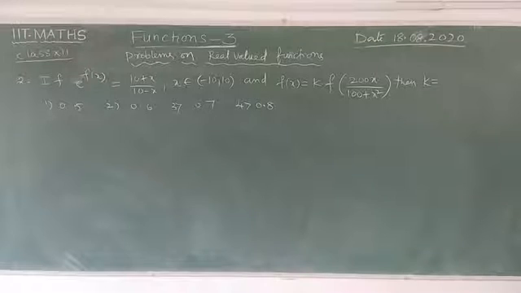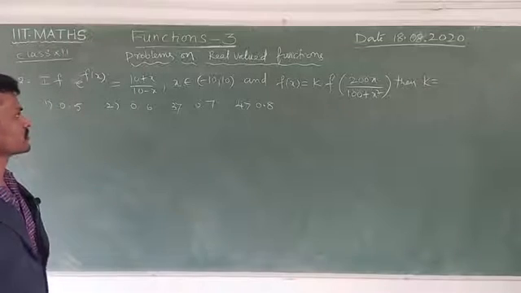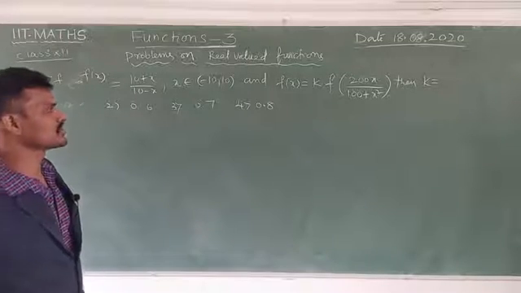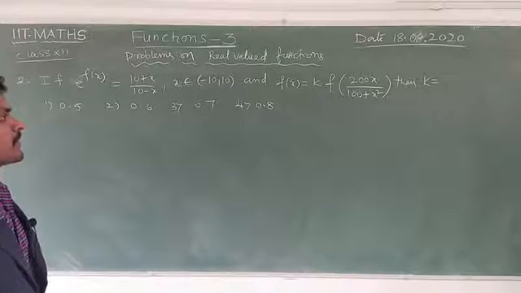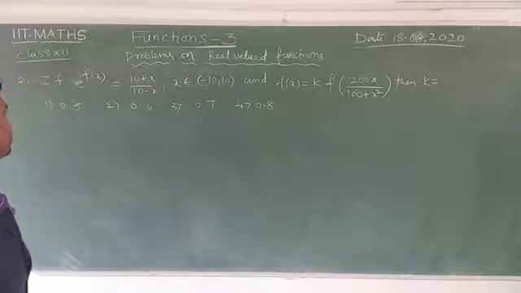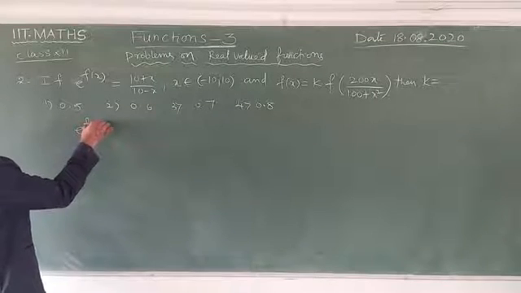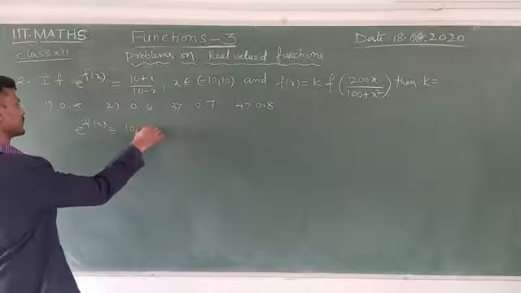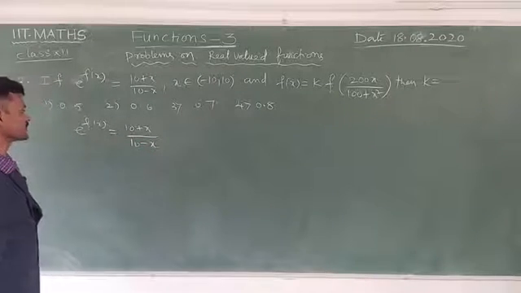Okay, next, second problem. If e to the power of f of x is equal to (10 plus x) by (10 minus x), and x belongs to (-10, 10), and f of (200x by 100 plus x square) is equal to k into f of x, then find the value of k. Here 4 options are given. Now see here, e to the power of f of x is equal to (10 plus x) by (10 minus x) as given. Now we have to apply log on either side.